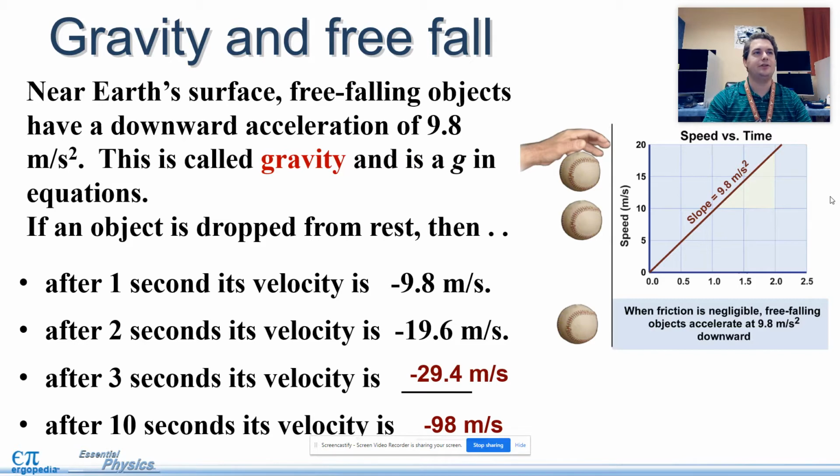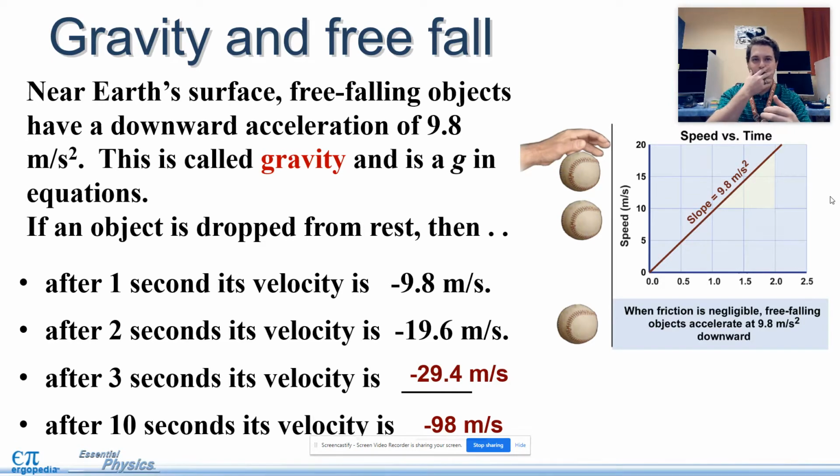So think about gravity and free fall. Near Earth's surface, free-falling objects have a downward acceleration of 9.8 meters per second squared. You can think of that as negative 9.8 meters per second squared because down is negative. We call this gravity. It's a g in the equations, okay? So a lowercase g, that's gravity. Should be easy to remember. So g is equal to negative 9.8 meters per second squared.